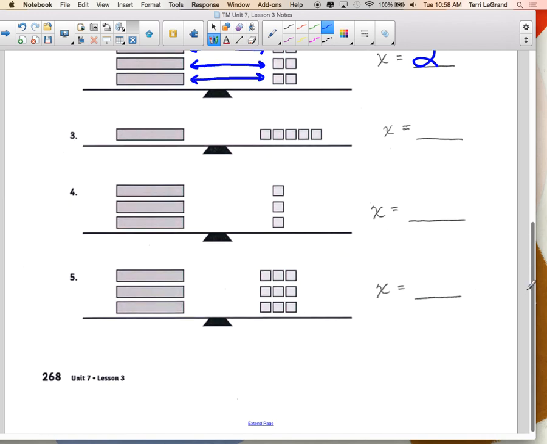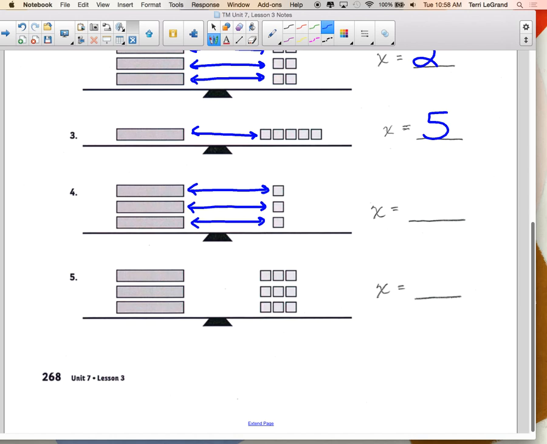Well, number 3, what's X equal, class? There's only one X tile. What's it equal to? It's equal to 5. What's X equal to in number 4? 1, because each X tile can be paired across to 1 unit tile.